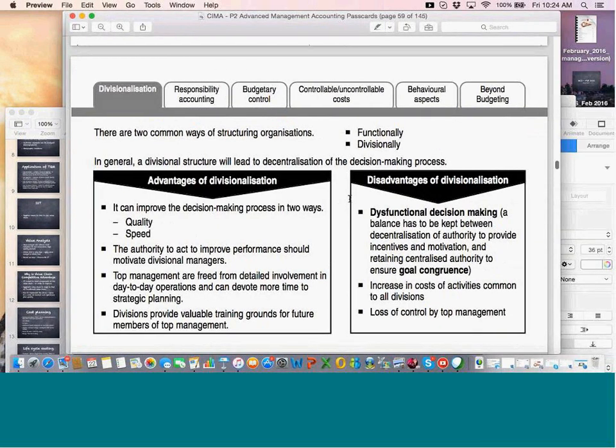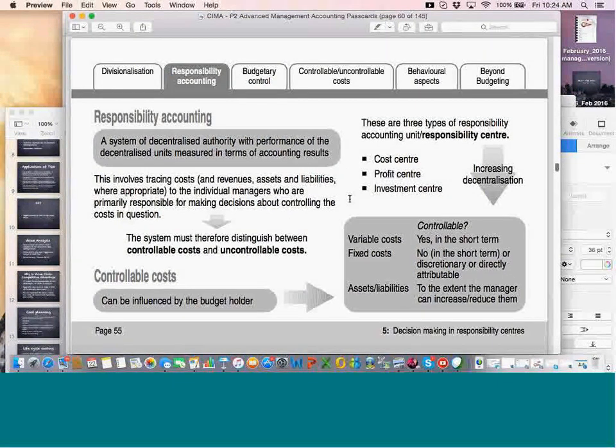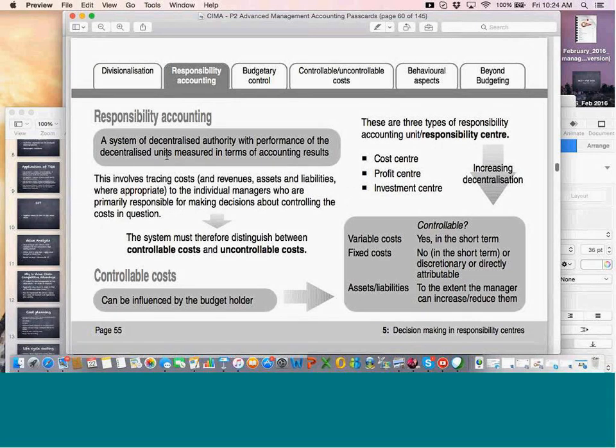So the system of centralized authority is combined with performance of the decentralized units in terms of accounting results. What are the controllable accounts? You need to identify for each of your stores what the direct costs are. The big costs are done by the head office. The most annoying thing for these stores is when they just blanket allocate those costs in some arbitrary way.